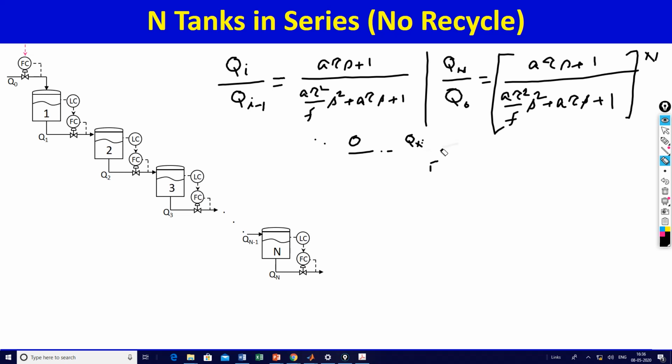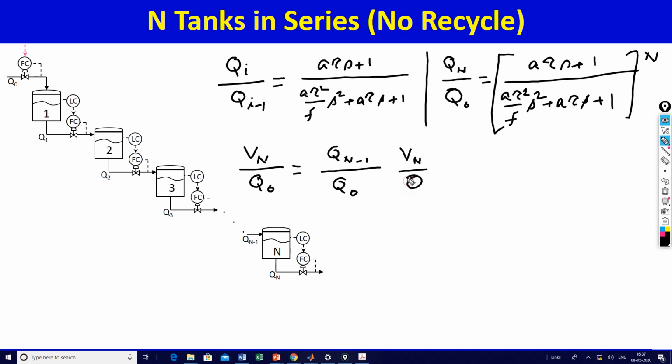Now if you want a transfer function for Vn, the change in volume of the last tank divided by Q naught, that will be Qn minus 1 divided by Q naught, times Vn by Qn minus 1, and this will cancel out.